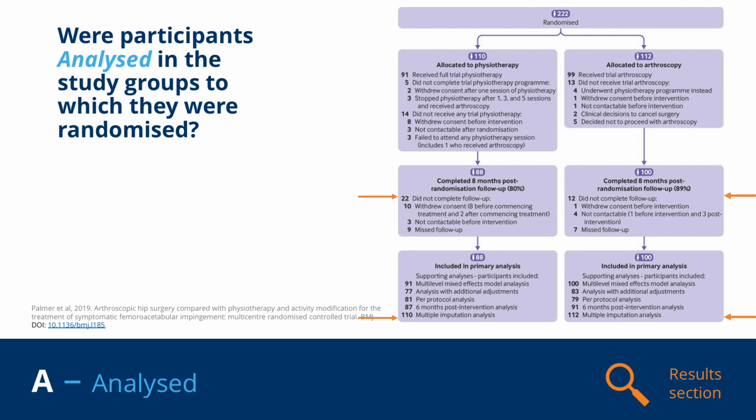If participants are not analysed in the groups to which they are randomised, or there is a large loss to follow-up with missing outcome data for many participants, and only the participants remaining in the trial are analysed, we would answer no to this item and consider bias from inappropriate analysis likely.